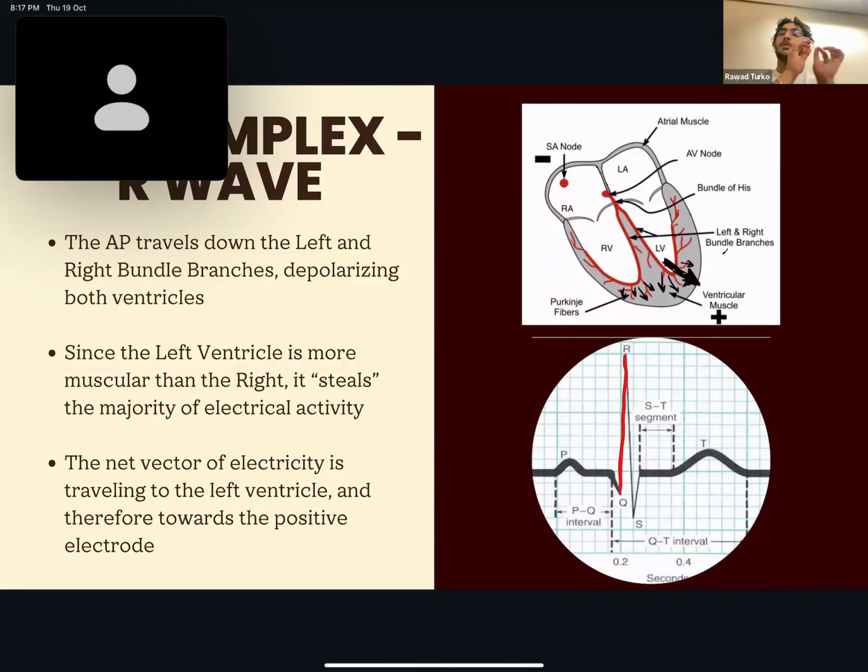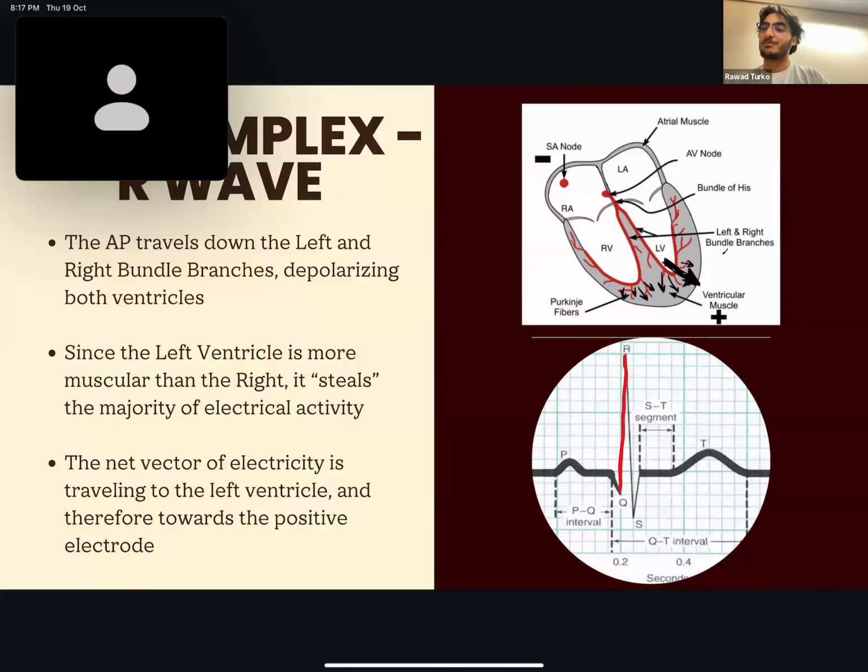That's why when we look at the ECG, we see that the net direction of the action potential is going down the left ventricle specifically, the net direction towards the positive electrode. And that's what gives you the R wave, which is a very, very positive deflection, almost vertical. It's such a strong positive deflection because it's going in the exact direction of the positive electrode, which happens to be on your left leg because we're looking at lead 2.